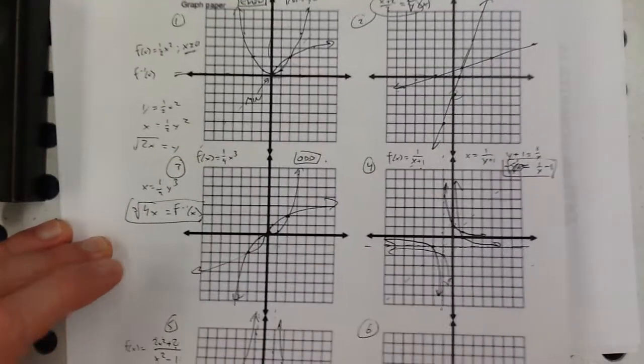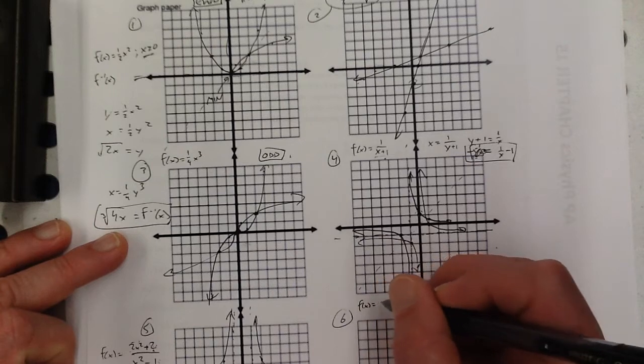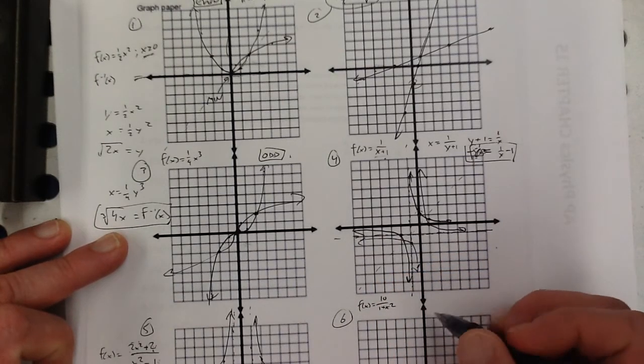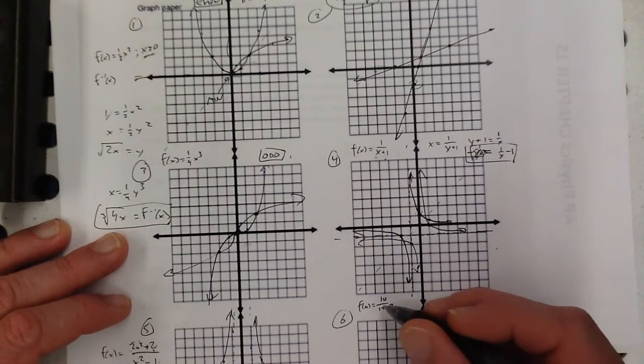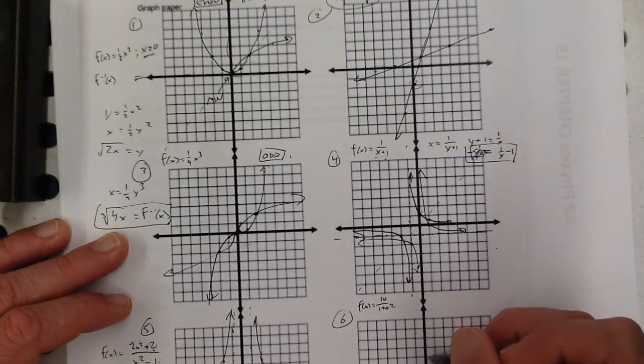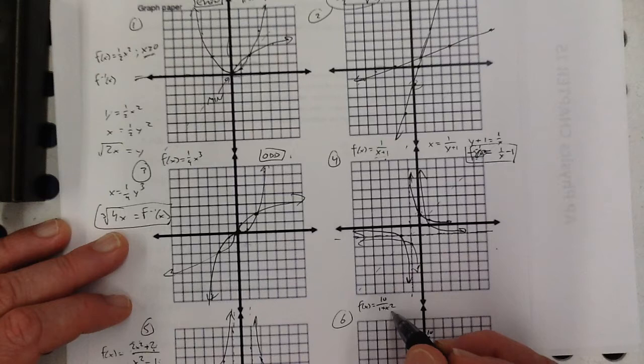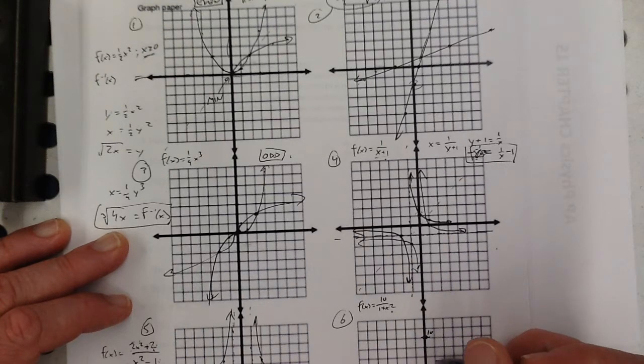10 over 1 plus x squared. All right, so let's plug in some numbers here. If I plug in 0, then I just get 10, which is up here. Maybe I'll say 1, 2, 3, 4, 5. Let's scale this by 2's. I'm just going to mark that as 10 there. This is 2. So I get a point there. And if I plug in 1 or -1, I get 5.